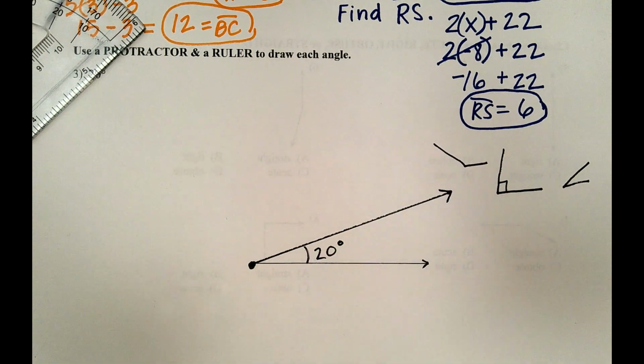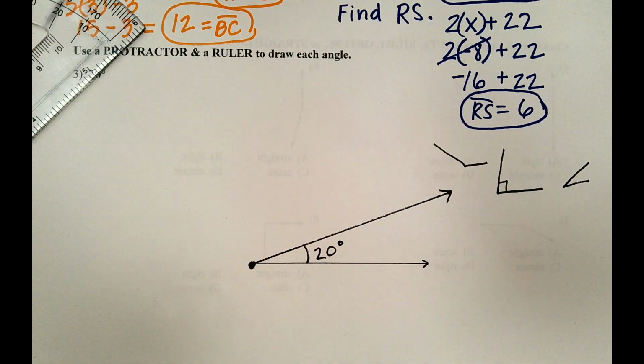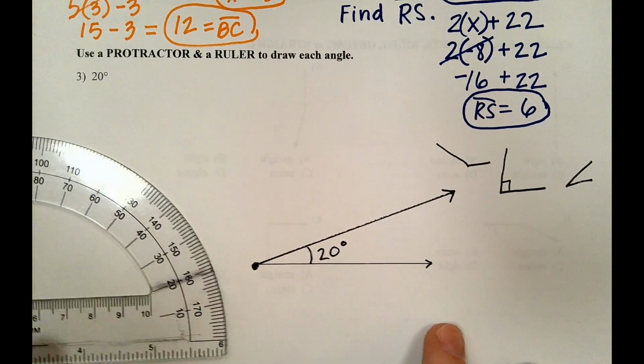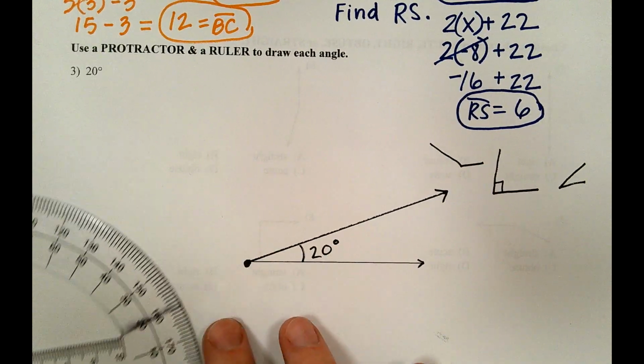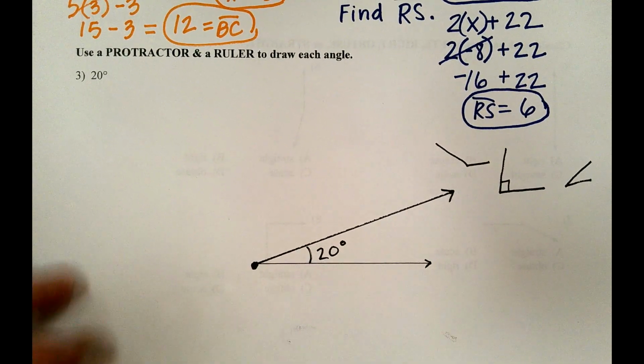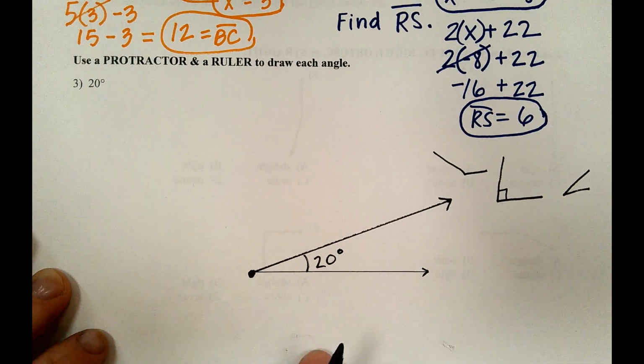So if it's helpful to have a guide, just remember 90 is straight up and down. If it's smaller than 90, the angle better look smaller than 90. If it's bigger than 90, definitely going to be on the bigger side of things. So there's our 20-degree angle for number 3.